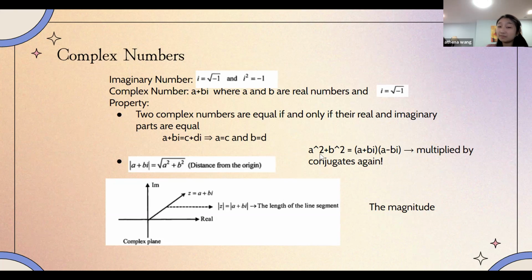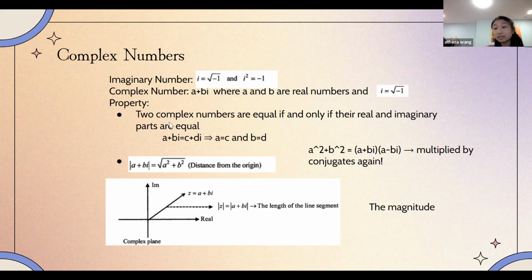That is the distance from the origin. And this is an interesting fact. If we multiply it by the conjugate, remember the conjugate again is that plus is switched to a minus, this would just get A squared plus B squared. So that is an interesting fact. Okay, and the magnitude is the length of this line.